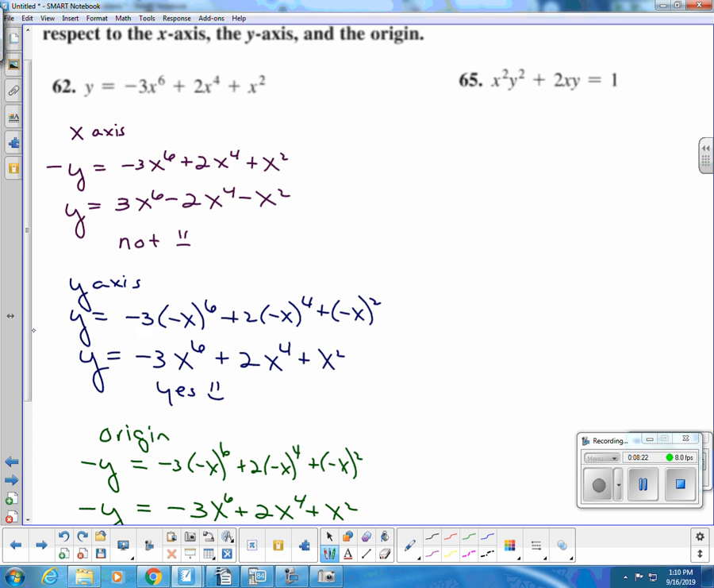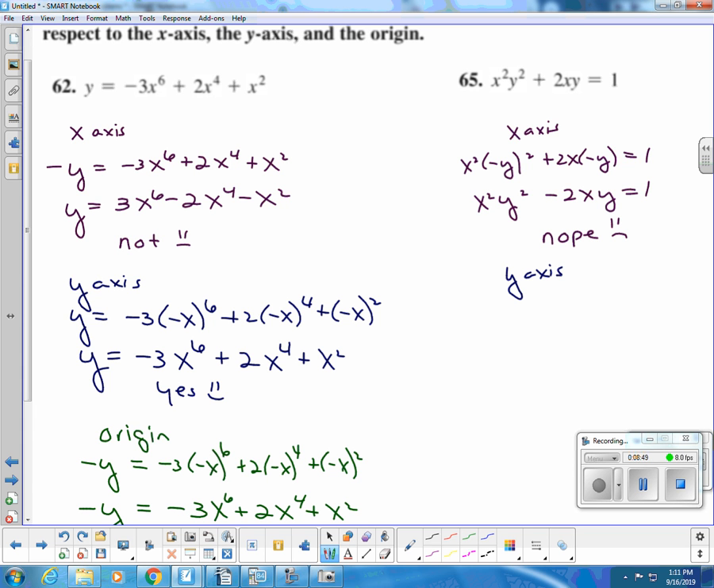Let's try this guy. So again, we're going to do the x-axis. We're just changing the y. So the first part bounces back to the original, but the second part does not. So that is a nope. The y-axis, x is going to be negative.